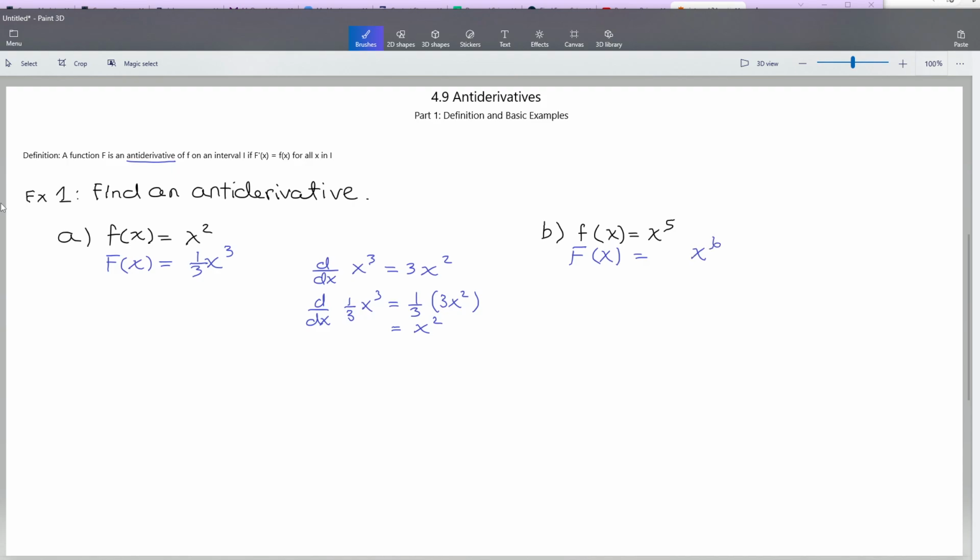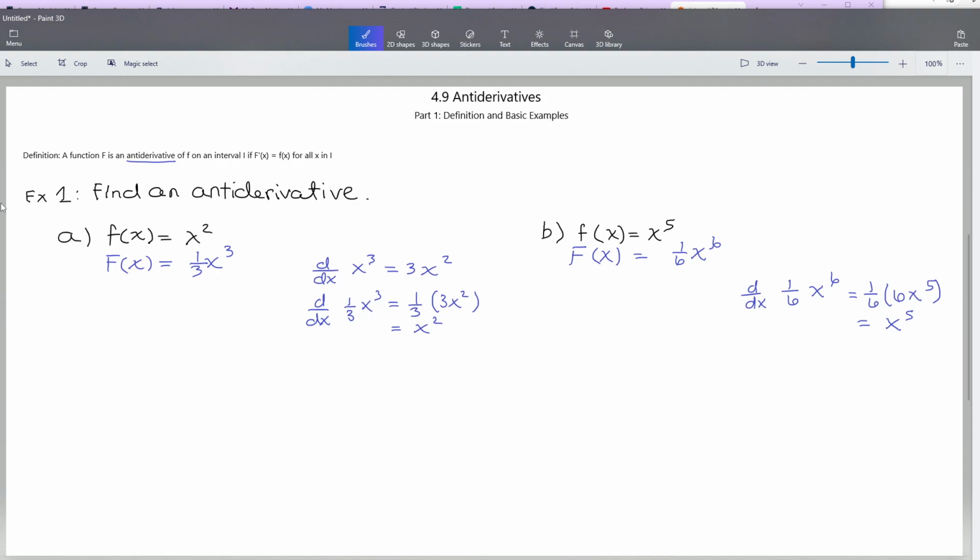Okay, and we're going to use this same idea: when we take the derivative, that would give us 6x to the 5th. So we're going to use 1/6 to cancel that out. Again, we can always check that we have the antiderivative correct by taking its derivative. So when we take the derivative, this will be 1/6 times 6x to the 5th, and these will cancel to give us x to the 5th. Okay, so we can see what's happening here.